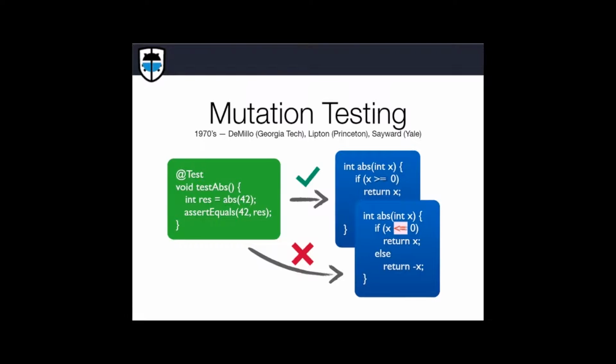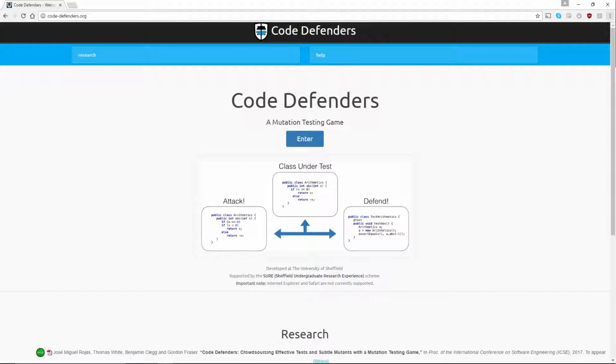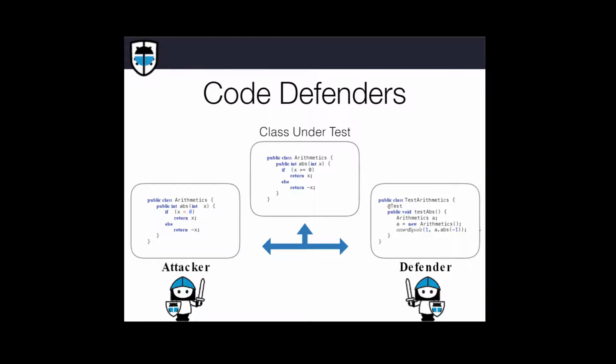one. Some problems with mutation testing are that many mutants can be created, and some of them can be trivial. Also, equivalences can be created where the functionality of the modified function is identical to the original function. This is why we created Code Defenders. Code Defenders is a platform that allows crowdsourcing of high quality tests and mutants, and also supports education about mutation testing. In Code Defenders, two teams play on a class under test.